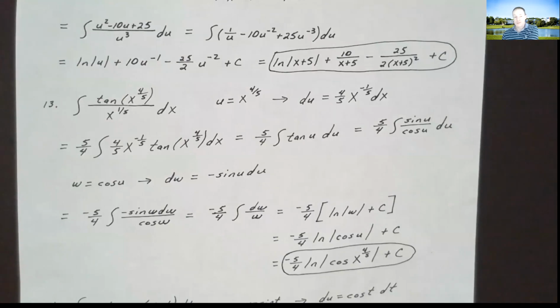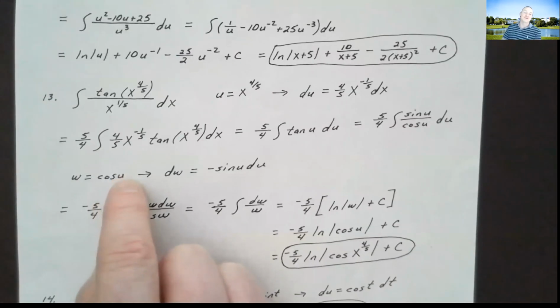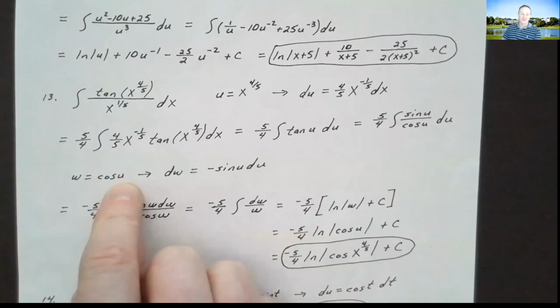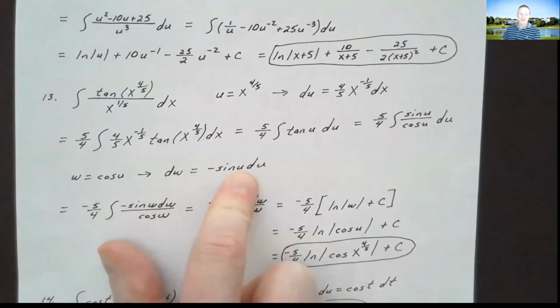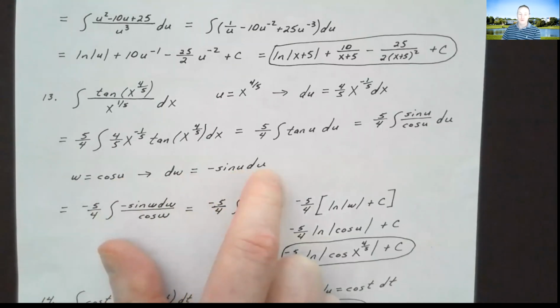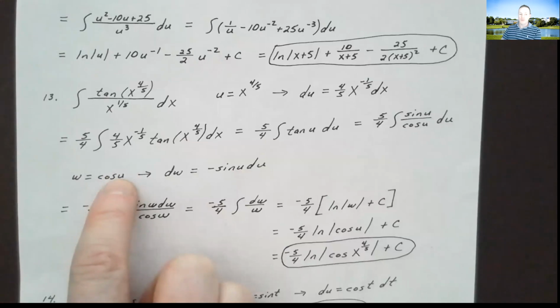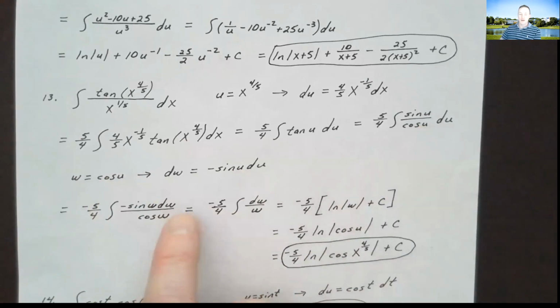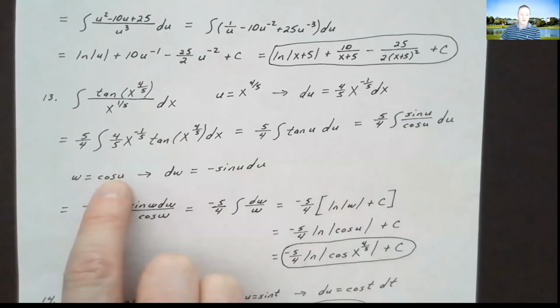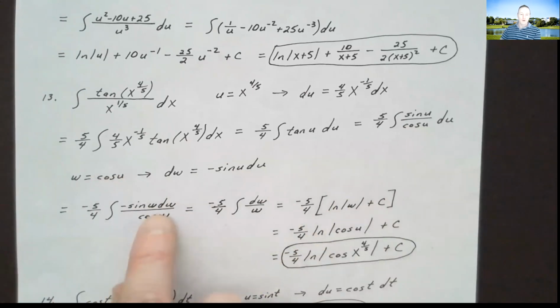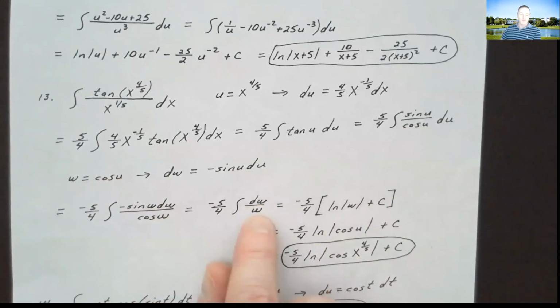What I like to do, just to keep it straight, is for the first substitution I use u, and for the second substitution I use w. So for my second substitution, w is going to equal the cosine of u. Well, the derivative of w would be the derivative of the cosine, which is negative sine of u du. So now I could go into my problem and say that denominator is going to become w, since w is equal to the cosine of u.